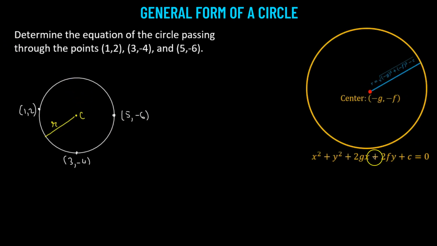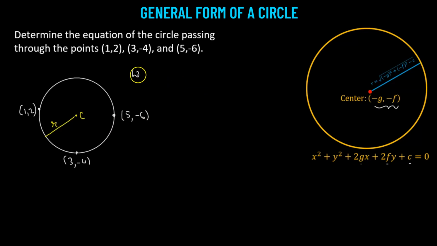So we have a circle. Its general form is given by the equation x squared plus y squared plus 2gx plus 2fy plus c equals 0. Here g, f and c are constants. Then the coordinate of the center is going to be denoted by (-g, -f), and the radius is given by this particular equation. So we will be using this general form.